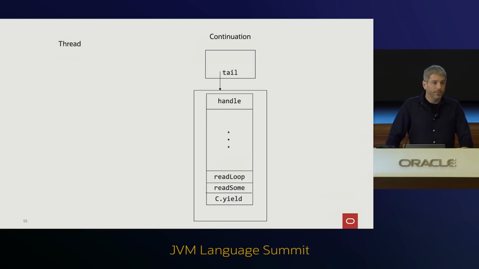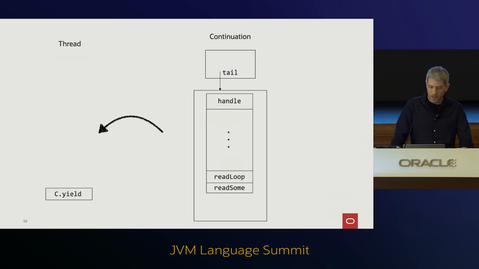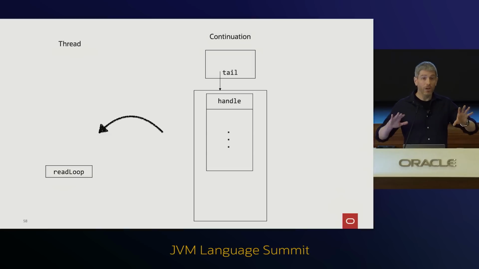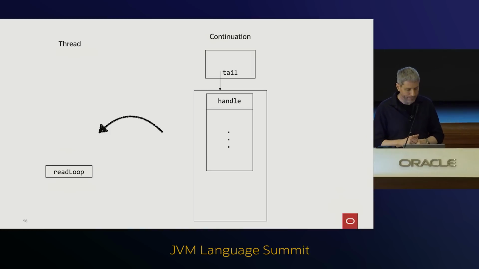But this is a big chunk. So what we do is we are just going to thaw a single frame or two, and then we place a return barrier. So when yield returns, it will hit the return barrier. It will thaw another frame. It will go to read sum, and then read sum again will hit the return barrier. It will copy over read loop, and this entire time we never needed to find the oops, but we did need to know the size of the frame.